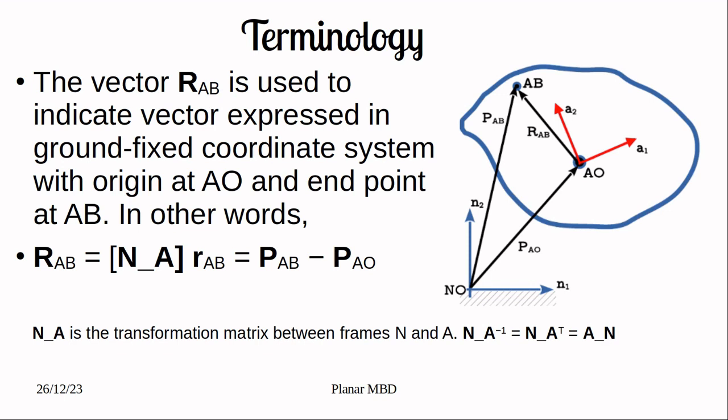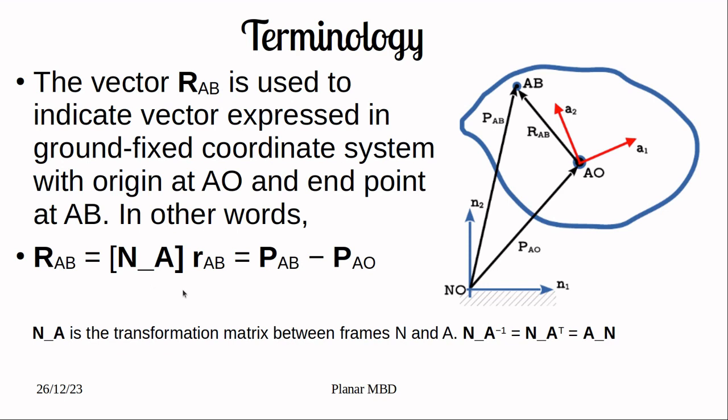The vector capital RAB is used to indicate a vector expressed in the ground fixed coordinate system with origin at AO and endpoint at AB. So small rAB is the vector from AO to AB expressed in A1, A2, A3. Capital RAB is the same vector expressed in N1, N2, N3. The equation shown here should clarify everything.